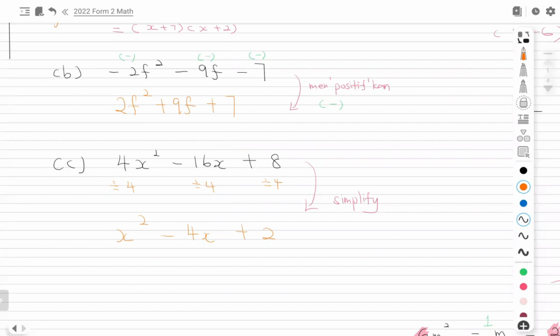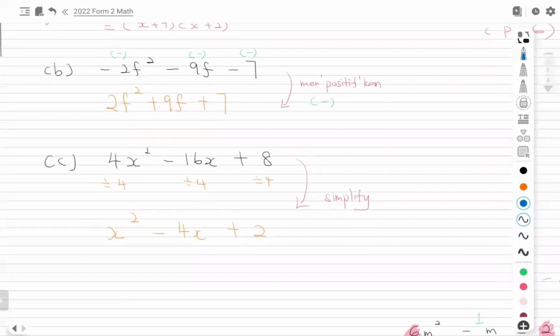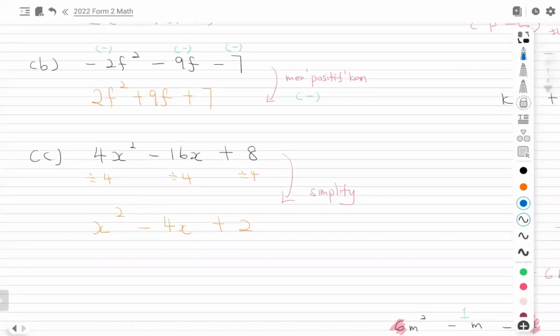So for number 4, just now, the question number 4, we make it positive first. Then only we simplify, we factorize. That's why you see, if you check the answer at the back, both also positive value. So after you have copied down, then you go back to the exercise, you do number 4.